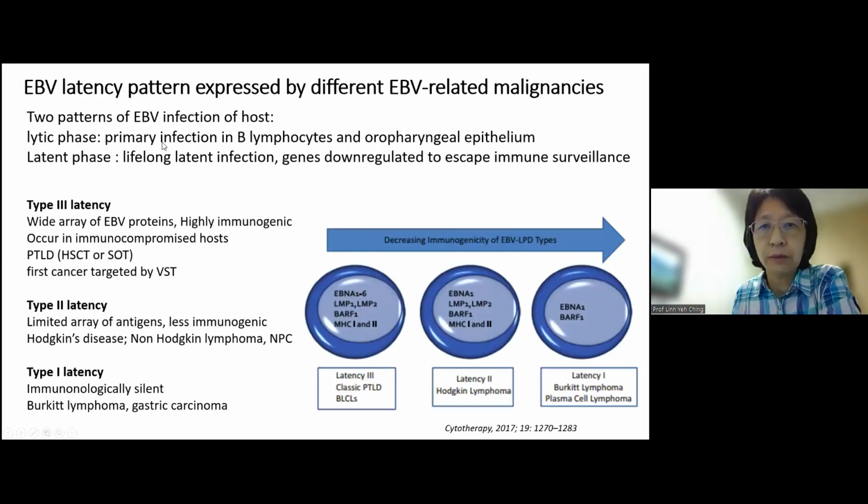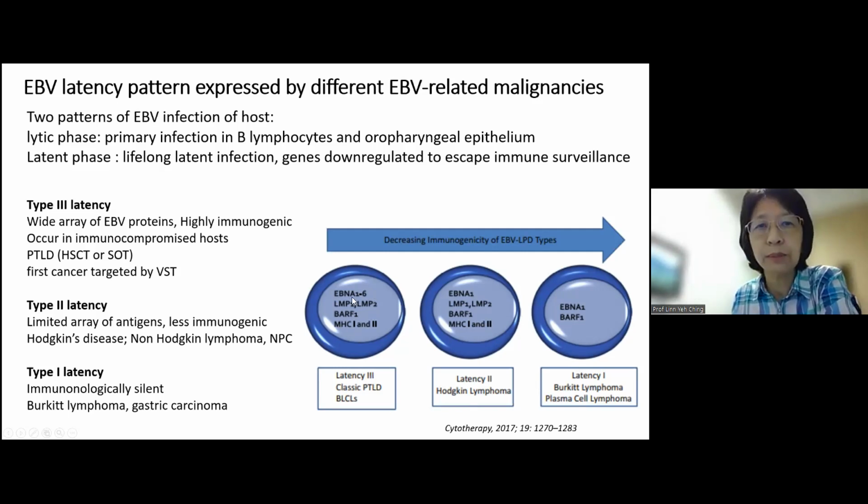After an acute infection, the EBV genes will downregulate so that the surface antigen expression will be reduced to evade immune surveillance. So there are three types of latency that represent the immunogenicity of the EBV-driven malignancies.